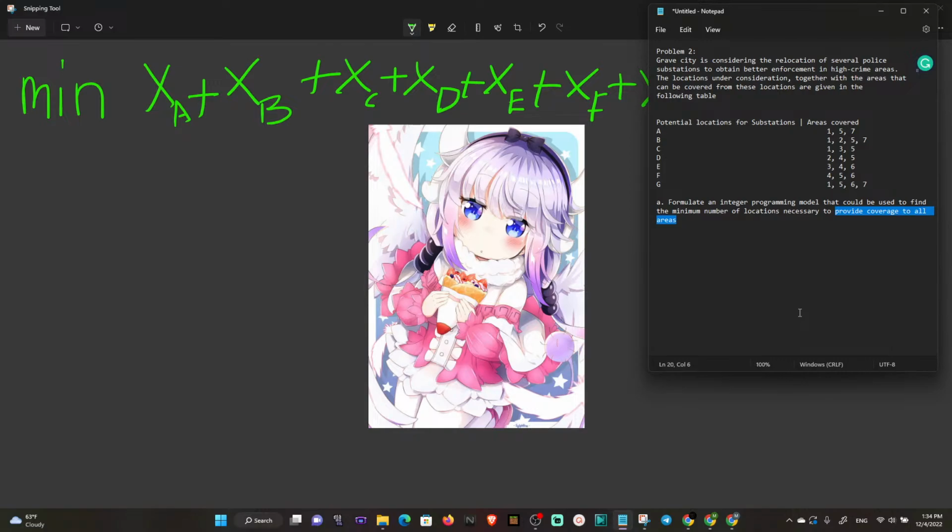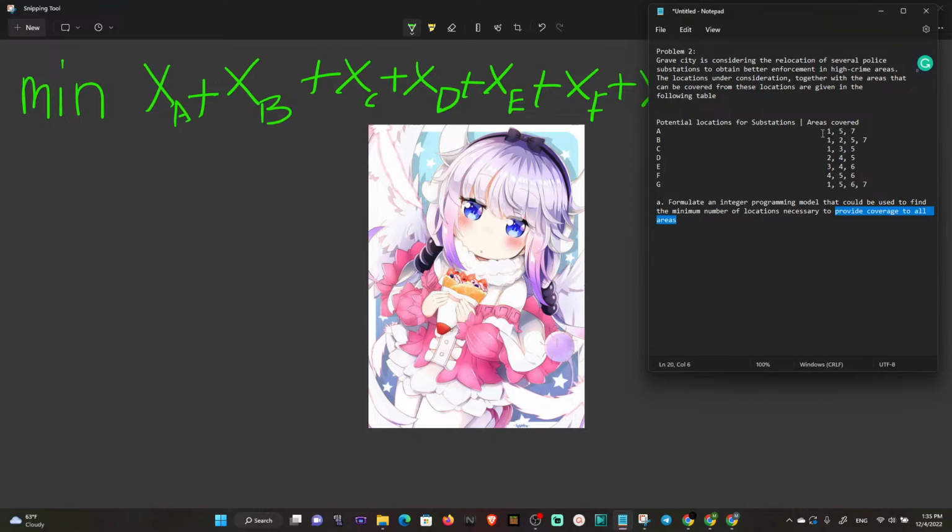Enter that could be used to find the minimum number of locations necessary to provide conversion. Oh yeah, this is the one I was talking about where you do x1, and then x5 and then x7 is less than or equal to area 1, right? No. Or no?